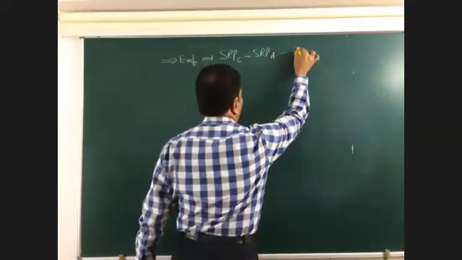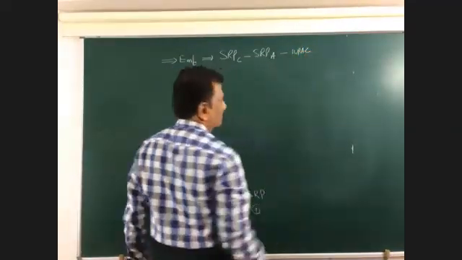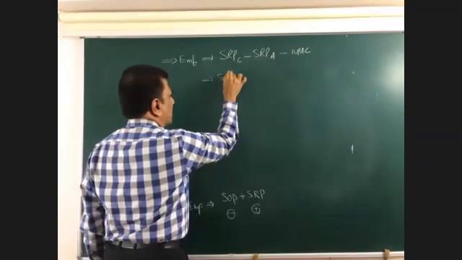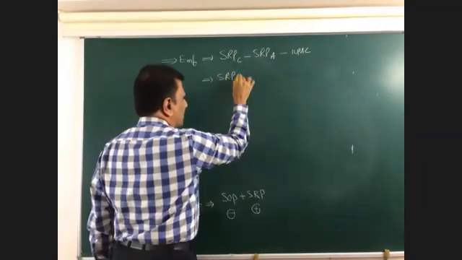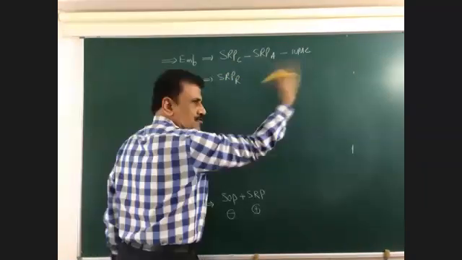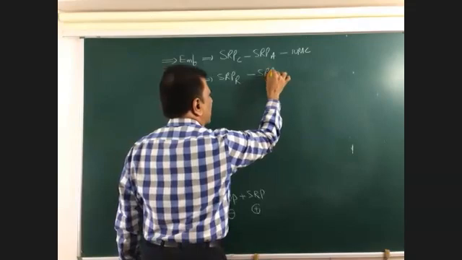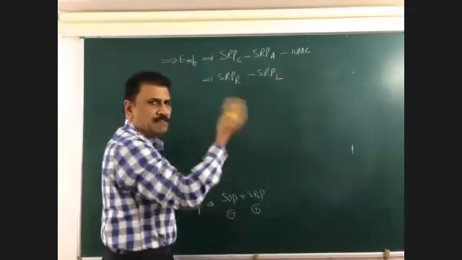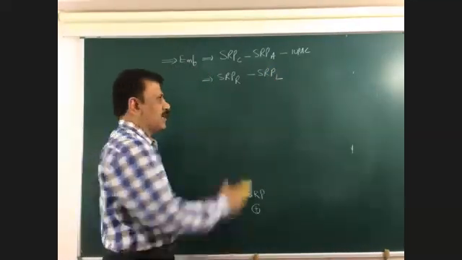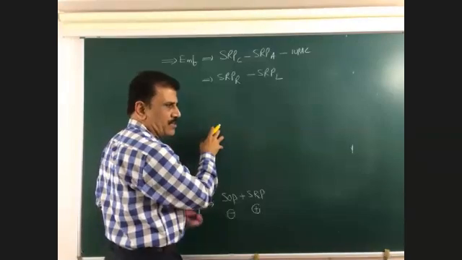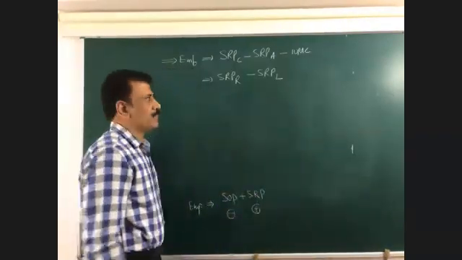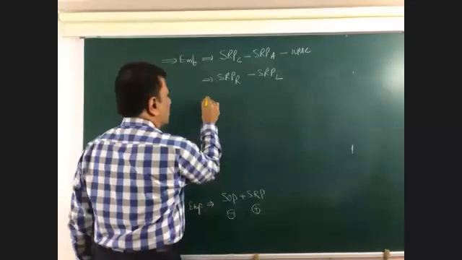This is according to IUPAC. This may be written as SRP of the RHS, right hand side electrode, minus SRP of the LHS, left hand side electrode. On the left hand side, we have written the anode. On the right hand side, we have written the cathode. So this is another formula. Or you may write like this.